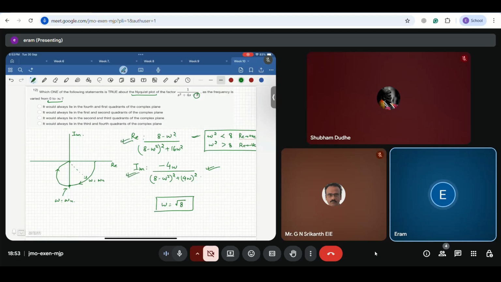So if you have any confusion in remembering how your Nyquist plot is going to look, or in which quadrant it is going to lie, you can just calculate the real and imaginary parts and look at their signs by varying omega. That gives you exactly the same answer.